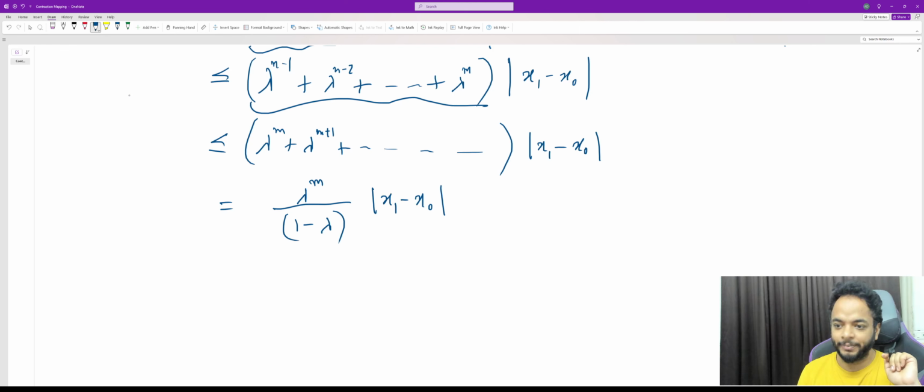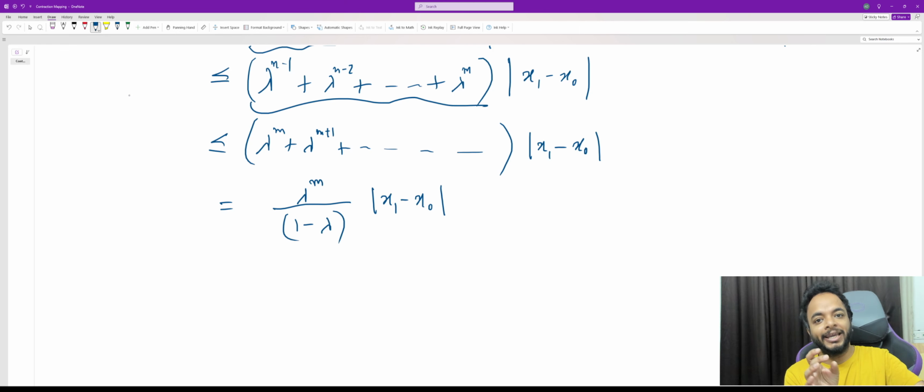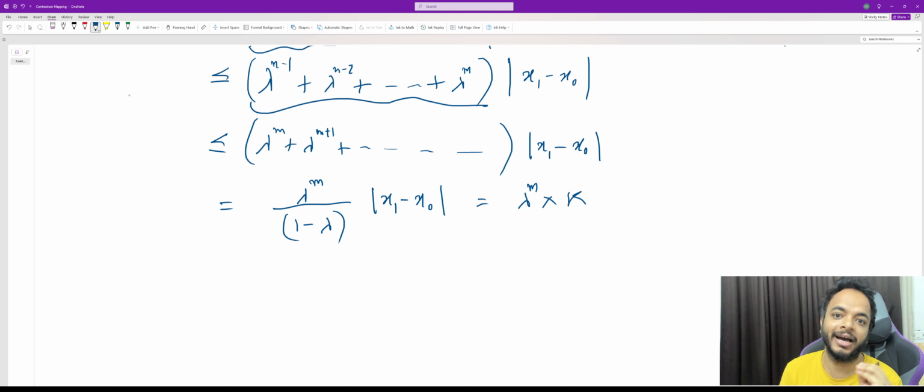But this lambda to the power m, now I can increase my m as large as possible, and I know that if I have a number between 0 and 1, and if I take its power higher and higher and higher, that number goes to 0. So I can see this as lambda to the power m, and the rest is constant. Okay, something constant, like let's say k. So now I can increase my m, and lambda to the power m will tend towards 0, making this thing as small as I want.